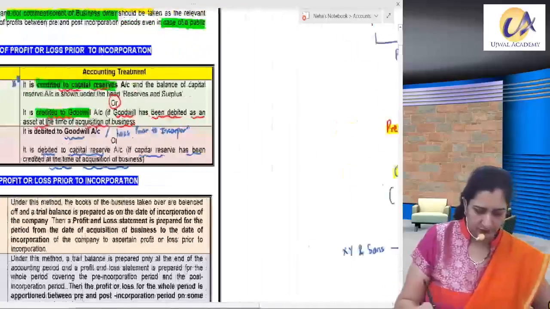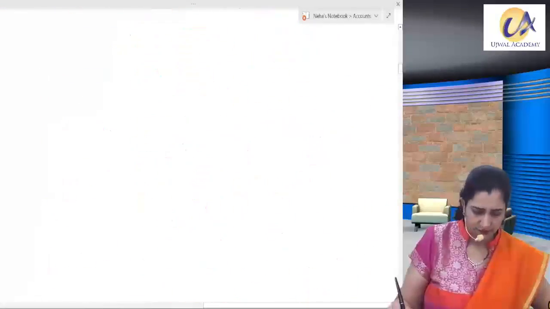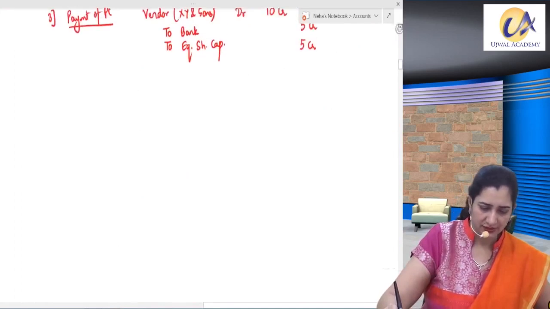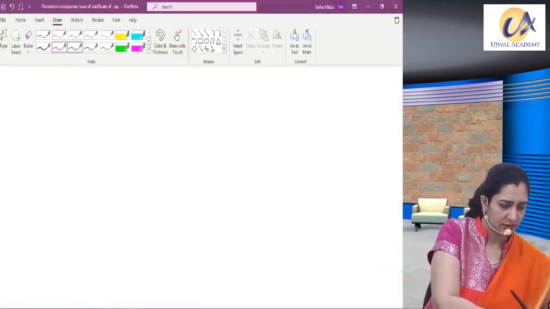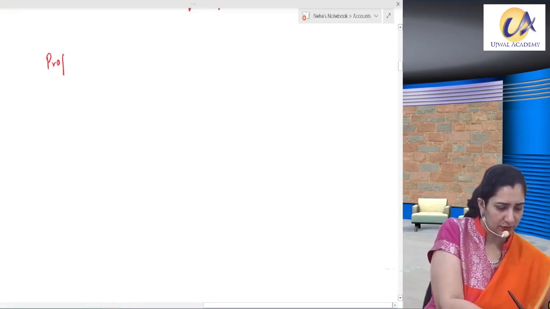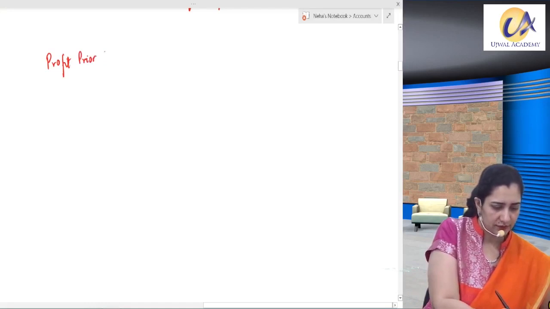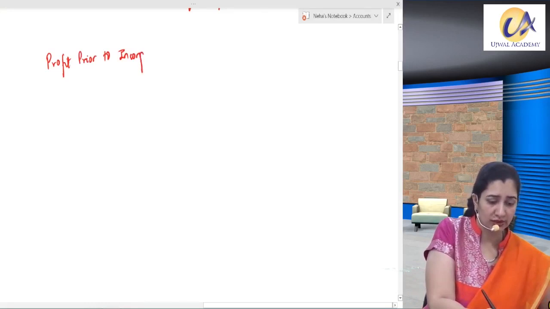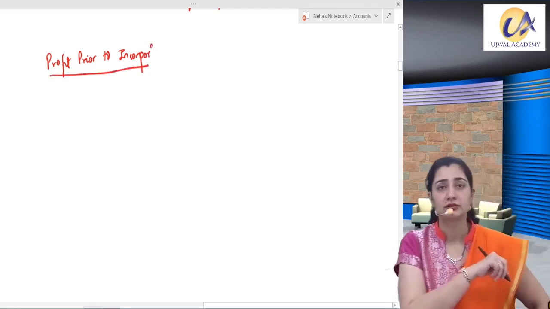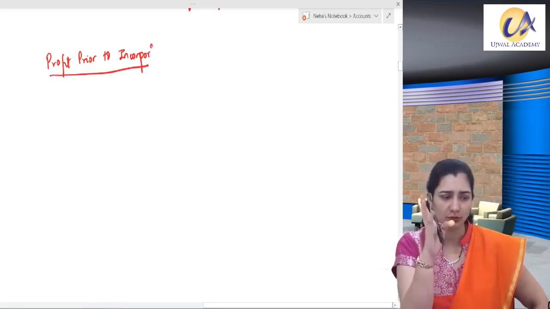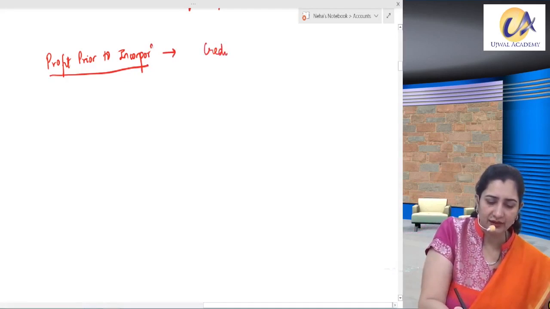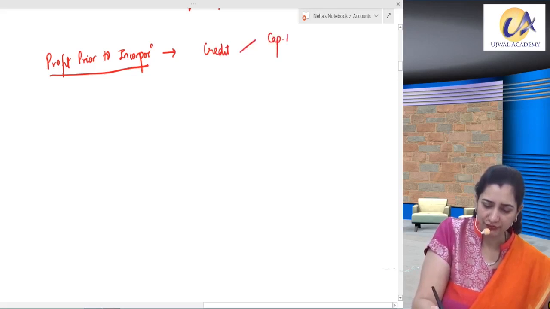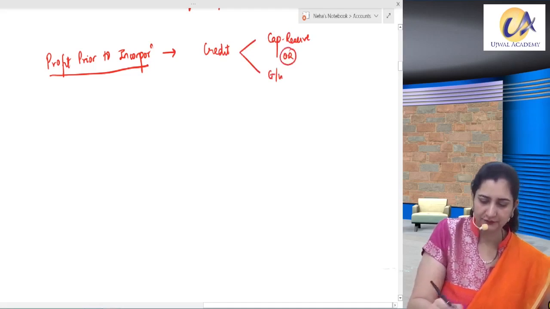तो just to understand it finally, profit prior to incorporation, where does it go? This is the final moral of the story. पूरा रामायण बोल दिया, अब क्या है फाइनल, राम कौन है? तो ये है प्रॉफिट प्रायर टू इनकॉर्पोरेशन. ये होता है क्रेडिट वेयर? टू कैपिटल रिजर्व, और इट कैन बी टू गुडविल.